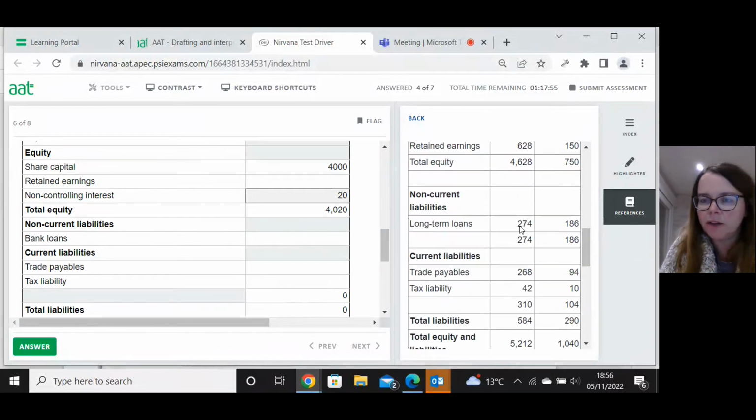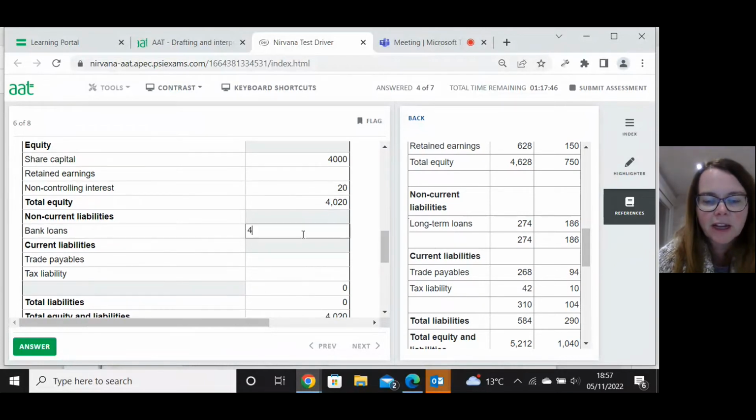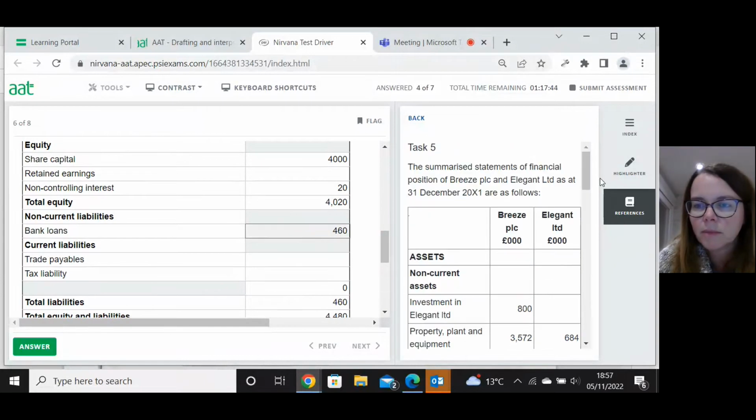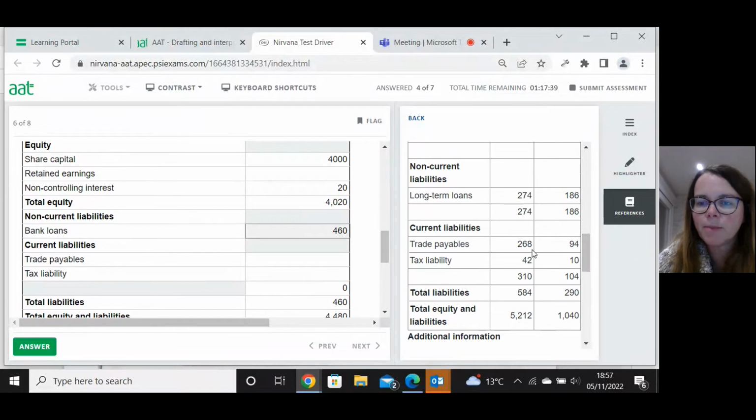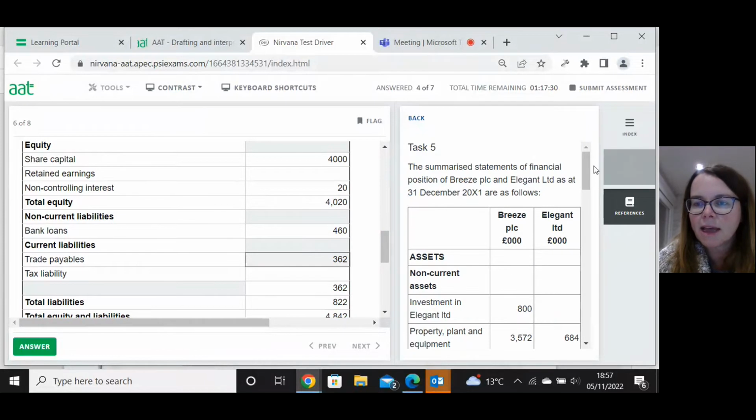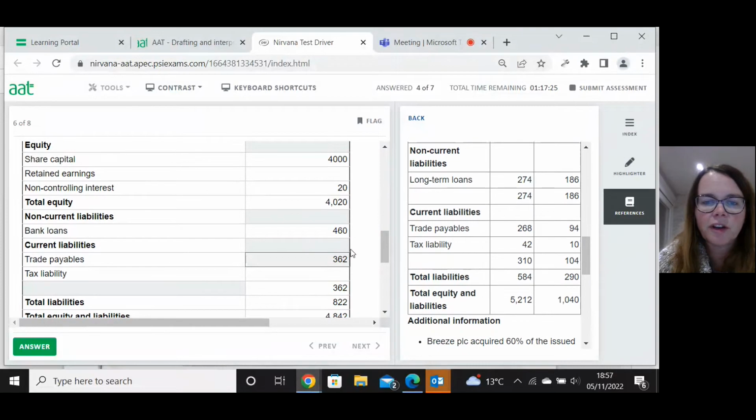Okay, long-term loans. So I'm just going to add these together. 274 plus 186 is 460. So let's put that full figure in there. Trade payables, we do the same. So 268 plus 94 is 362. And the tax liability is 52. So I'll pop that in there.